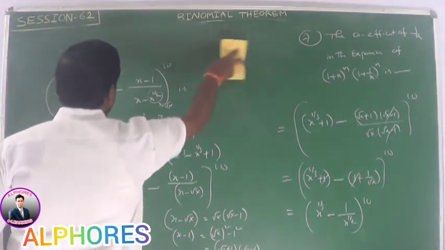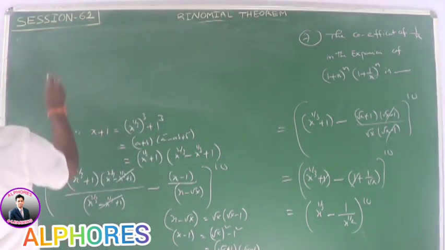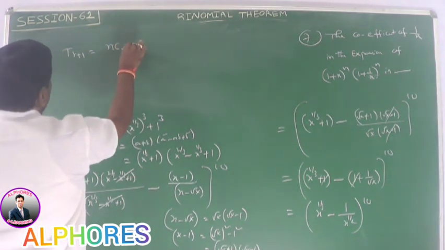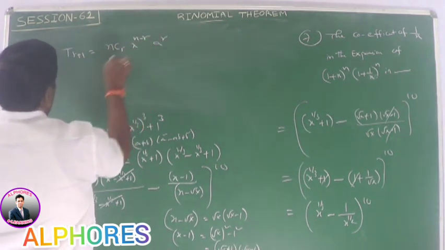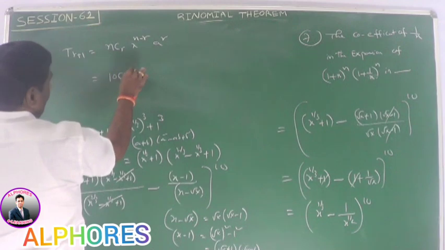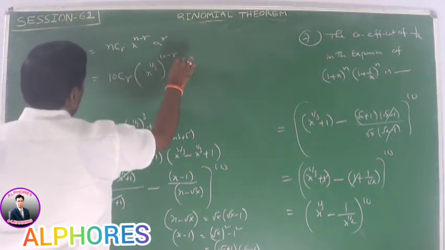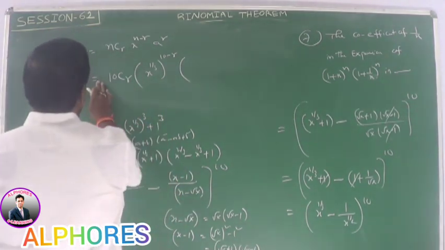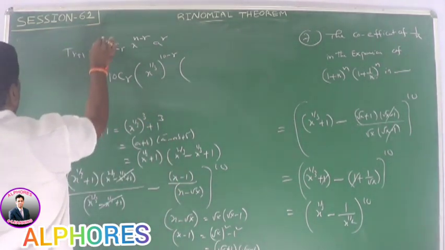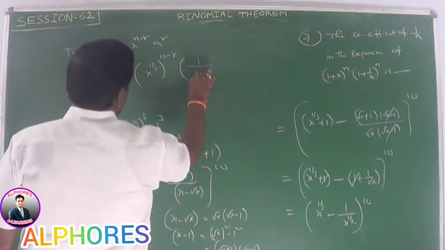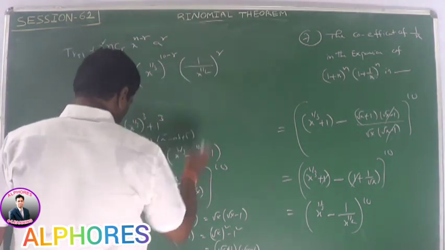We find the general term. What is the general term in that value? T(r+1) is equal to nCr into x power (n minus r) into a power r. That means 10Cr into (x power 1 by 3) whole power (10 minus r) into, what is the value of this value? (Minus 1) whole power r. Here alternately plus and minus. (Minus 1) whole power r into (1 by x power 1 by 2) whole power r.